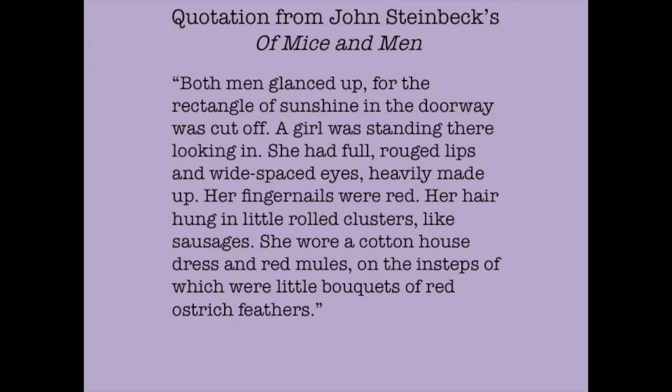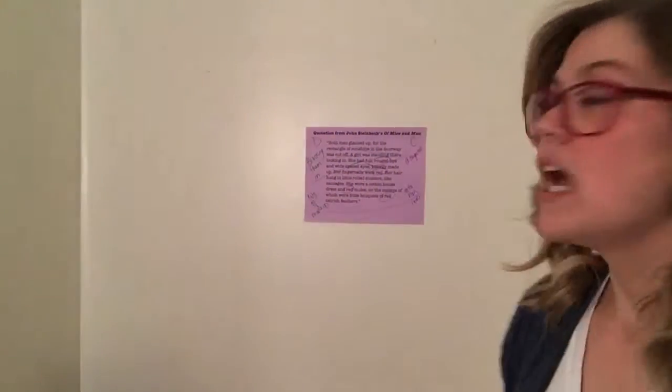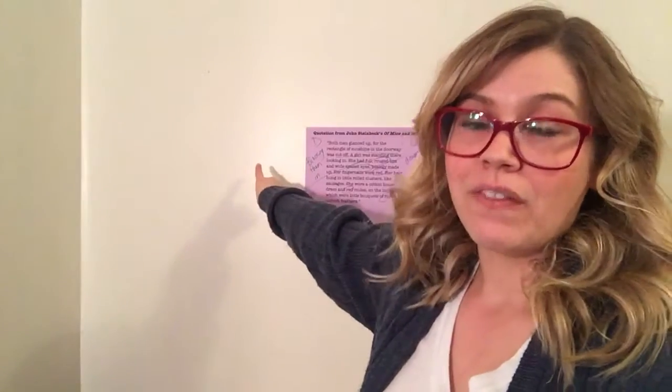I've picked a passage from John Steinbeck's book Of Mice and Men, and the quotation reads, "Both men glanced up, for the rectangle of sunshine in the doorway was cut off. A girl was standing there looking in. She had full rouge lips and wide-spaced eyes, heavily made up. Her fingernails were red. Her hair hung in little roll clusters like sausages. She wore a cotton house dress and red mules, on the insteps of which were little bouquets of red ostrich feathers."